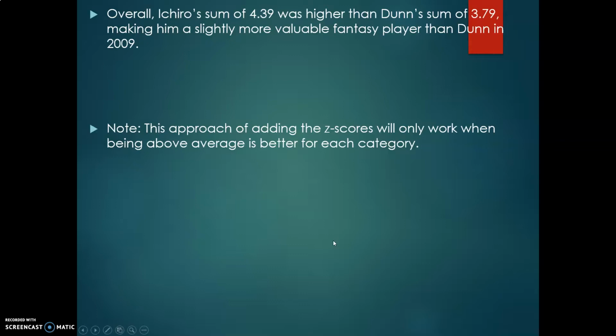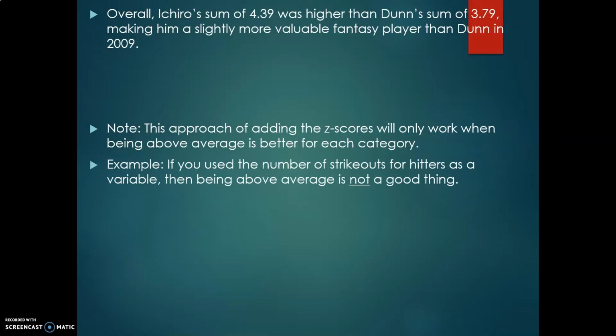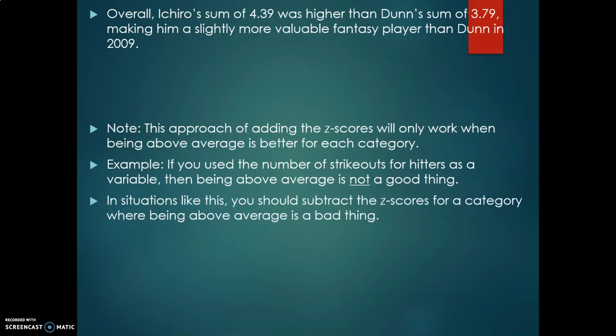Now, quick note, this only works with z-scores where above average is better. If you're looking at strikeouts for hitters, that's not a good one. You'd have to subtract that from the z-score instead of adding it in. So you do have to be careful of that little nuance.